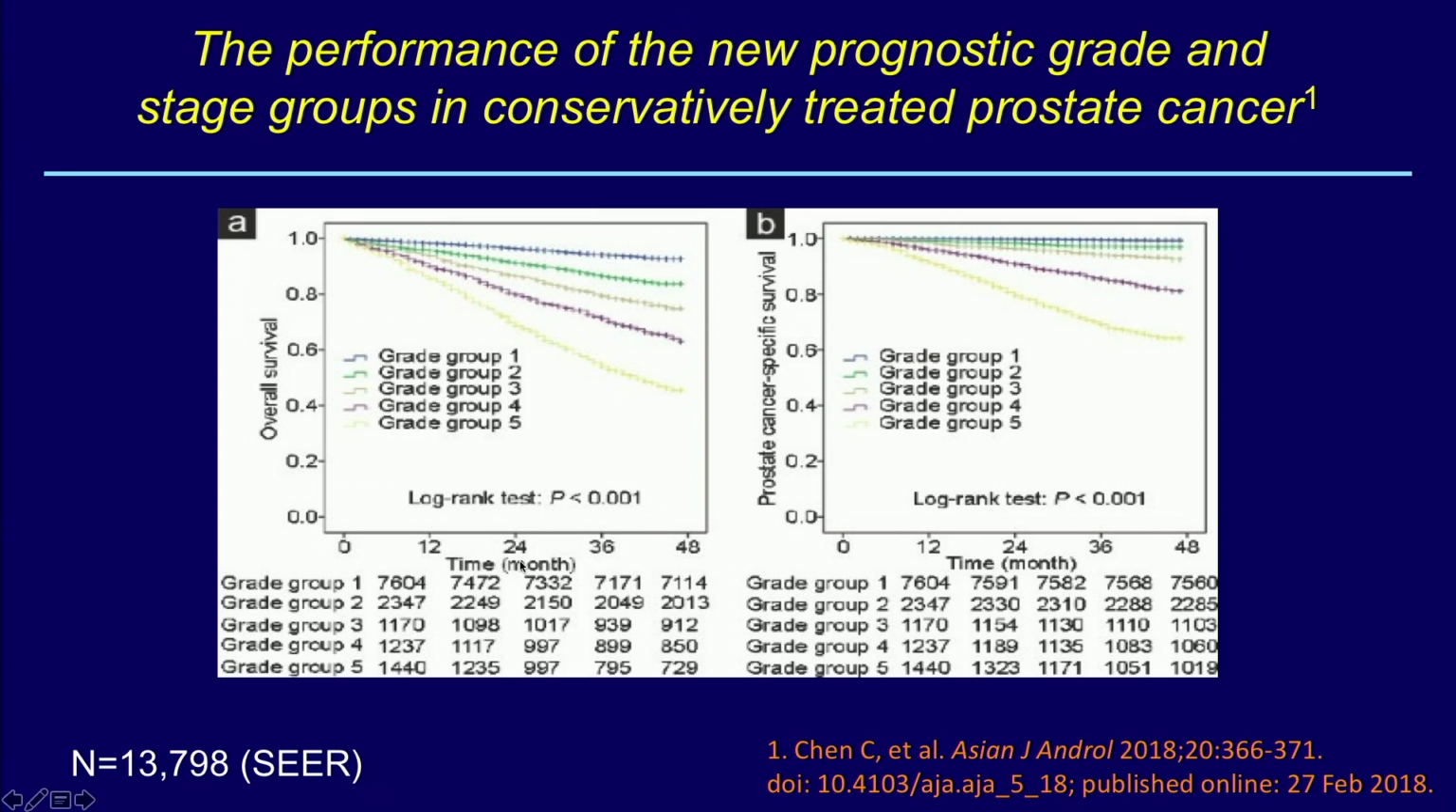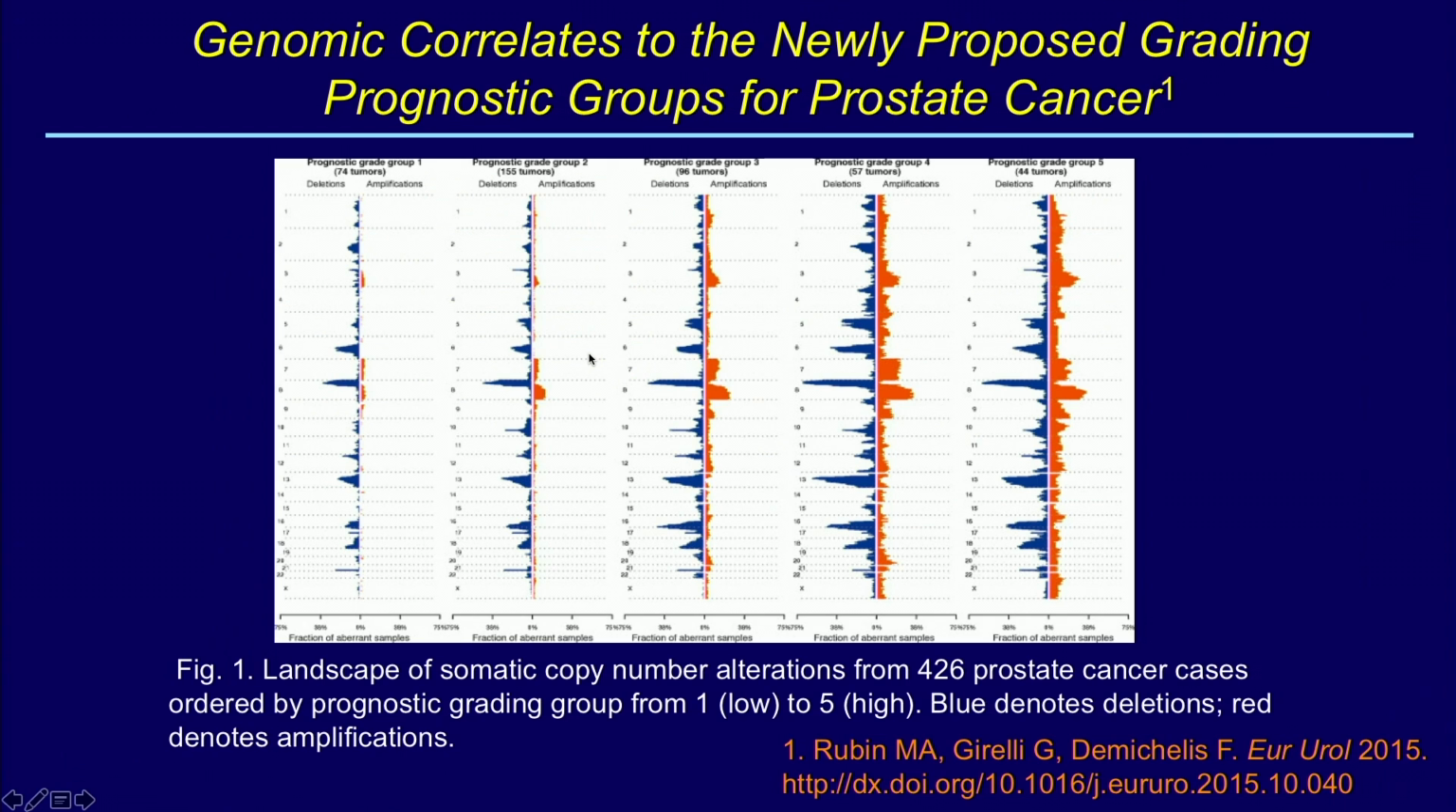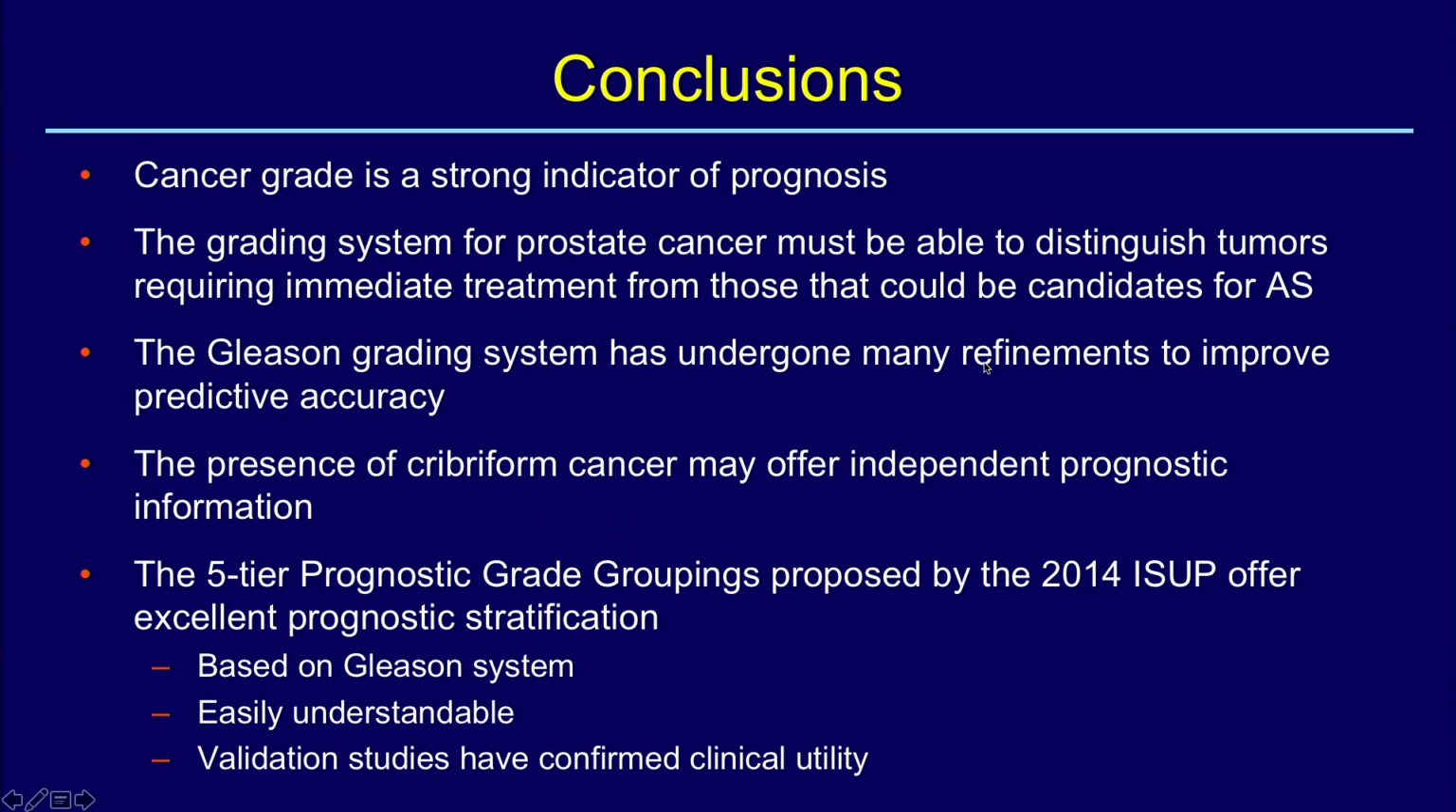This is from the SEER database, looking again at prostate cancer specific mortality. You can see it tiers up nicely with the different grade groups, and even overall survival tiers quite nicely with the different grade groups. Finally, from a molecular standpoint, if you look at the different grade groups, this is grade group 1, 2, 3, 4, and 5, and these are copy number alterations that occur within tumors of those different grade groups. And you can see as you progress from 1 to 5, you see an increase in the number of copy number alterations that occur over the grade group. So it's been validated at multiple levels now.